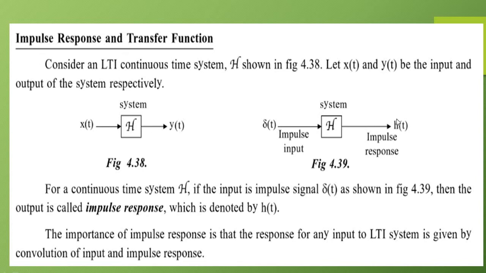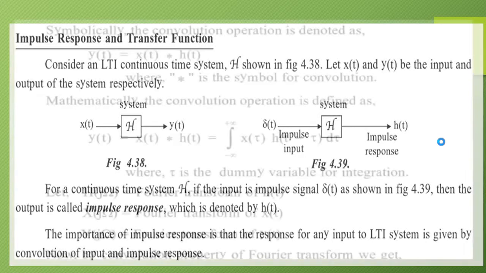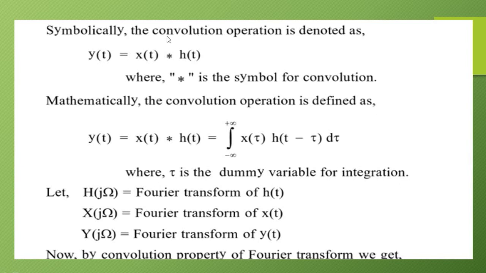This impulse response plays a very important role if you want to discuss the output response for any given LTI system. The output response for any given LTI system is nothing but the convolution of the impulse response and the input. Now this figure will give you a better idea of what I am talking about. Y of t is equal to x of t convolved with h of t. So this is what I have been telling you.